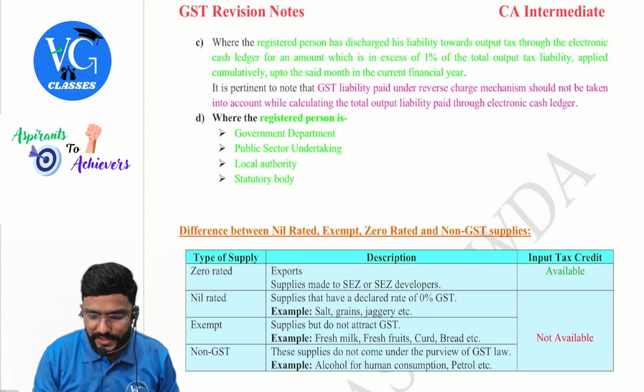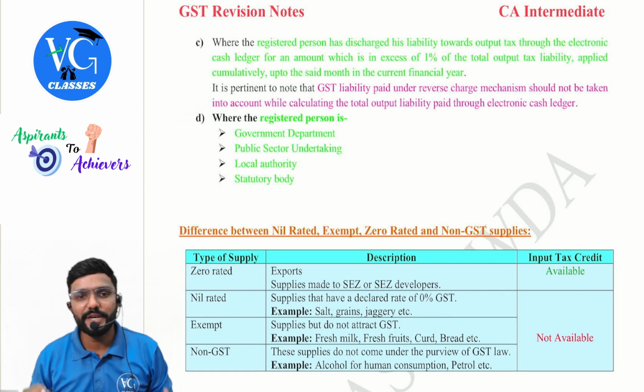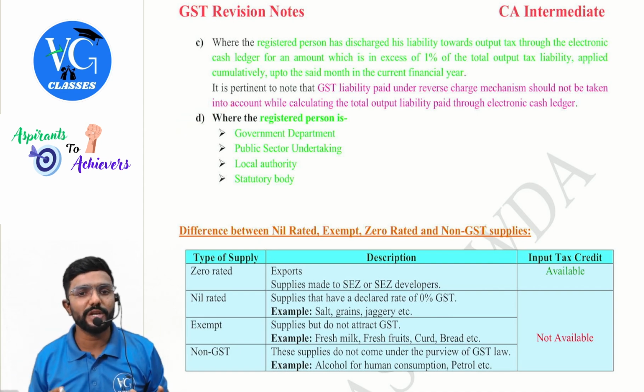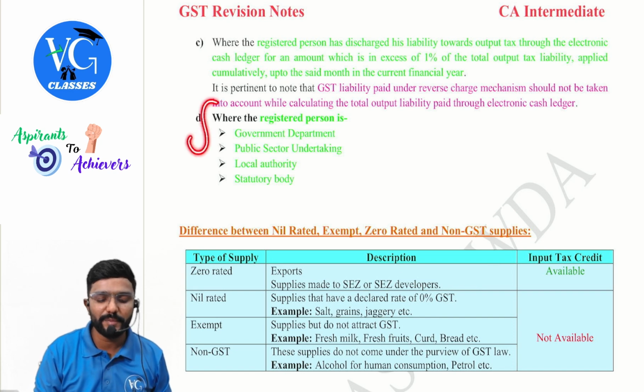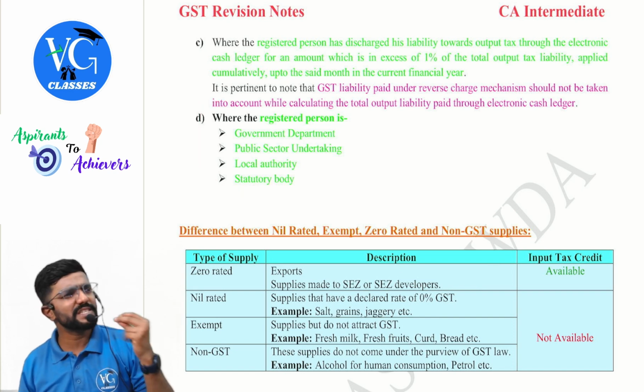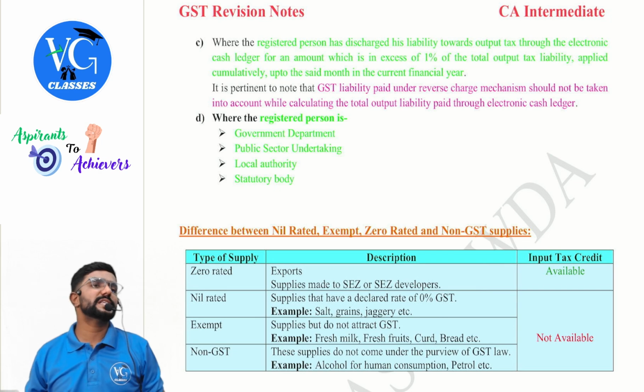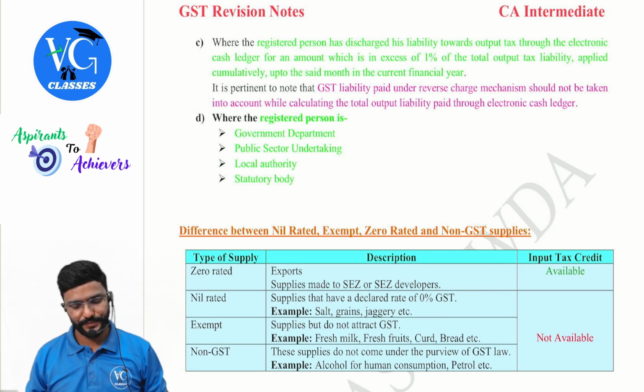Next, where the registered person is a government department, public sector undertaking, local authority or statutory body. If the following people are the suppliers, no matter what their turnover is, Rule 86B is not applicable, guys.